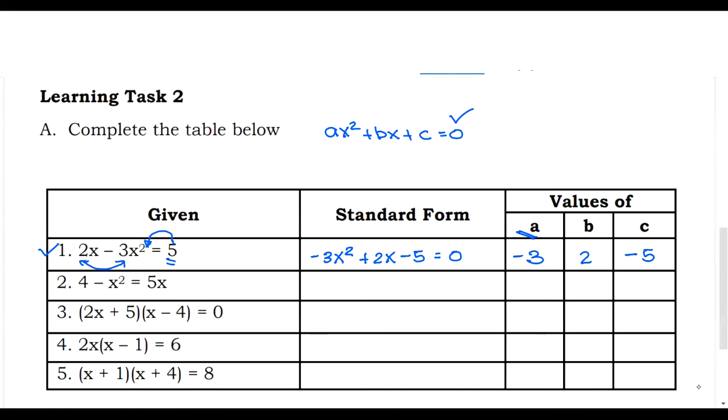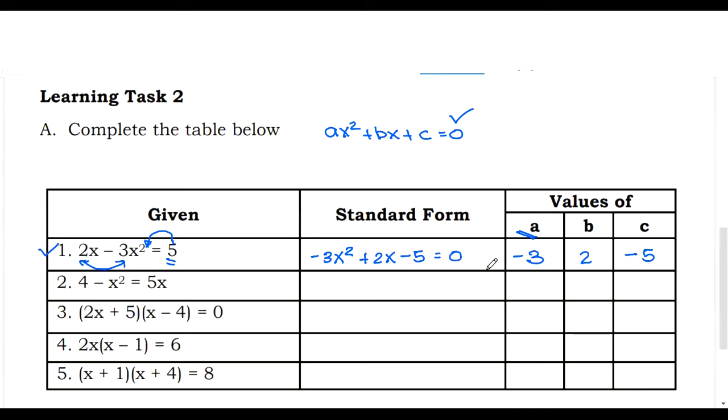Actually, pwede nyo rin gawin dito sa unang standard form natin, you can multiply both sides by negative 1. Okay, and what will happen if we multiply both sides of the equation by negative 1? Ito magiging positive 3x squared. This one becomes negative 2x. And this one becomes plus 5. Yeah? Equal to, what is 0 times negative 1?